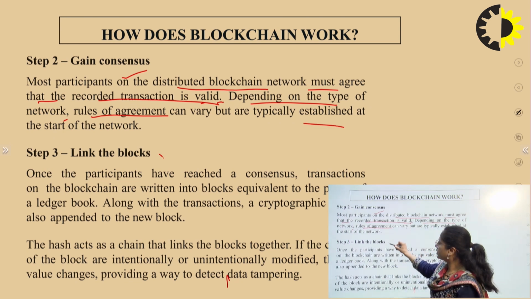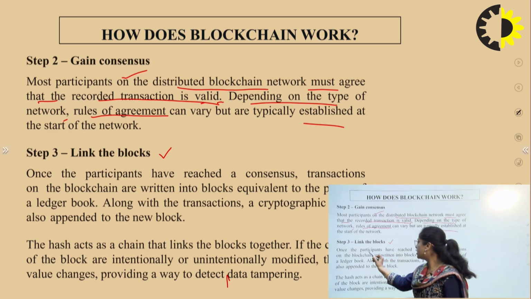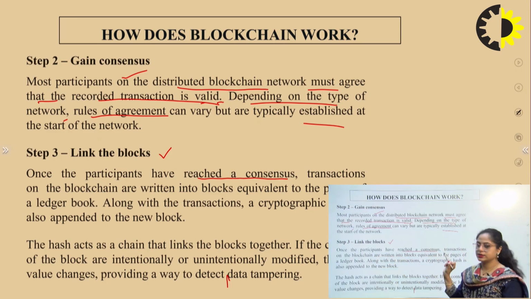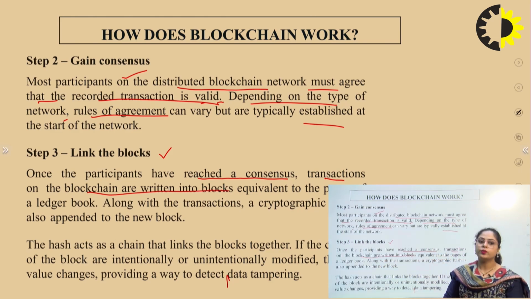The third step is link the block. When agreement is done, when every node gives their consensus for that block, then that block is linked to another block. So once the participants have reached the consensus, when the agreement is done by all the peers, transactions on the blockchain are written into blocks.